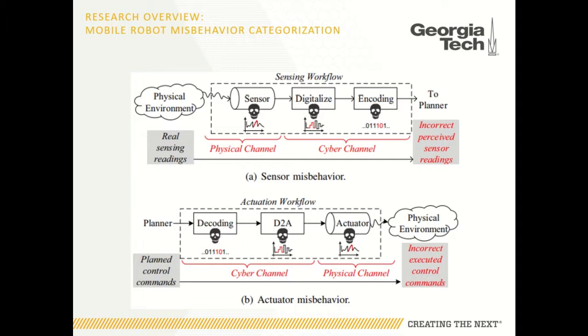So the sensing workflow is each sensing procedure, including the capture of physical signals, such as electromagnetic waves or acoustic waves, as well as signal digitization, data processing, and encoding. And the actuator workflow is defined as any procedure that receives, decodes, amplifies, and executes control commands in an actuator.